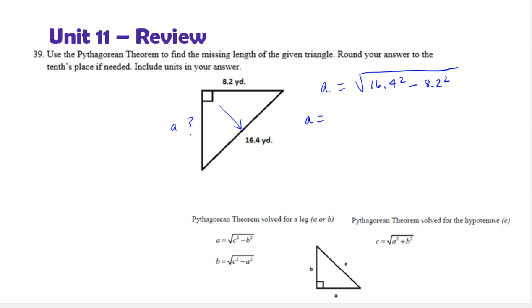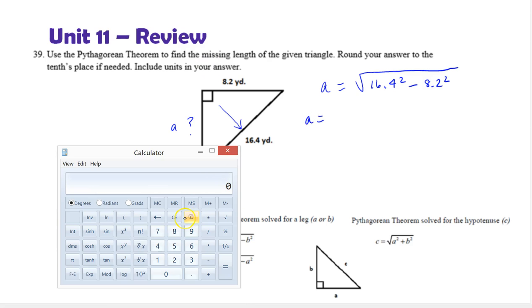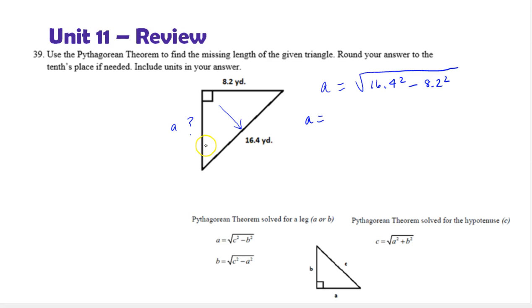Now to compute this, let's do the part under the square root sign first. So 16.4 squared minus 8.2 squared. That gives us this result. And if I take the square root to one decimal place, that's 14.2. 14.2, and our units are yards. Okay. Let's look at the last one.